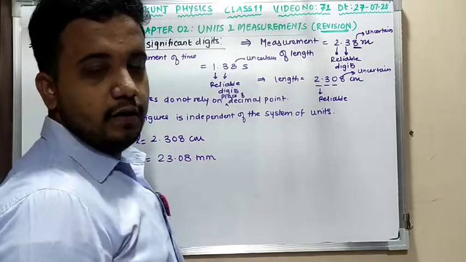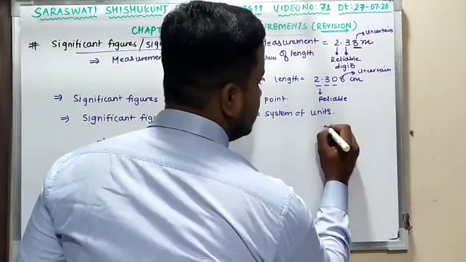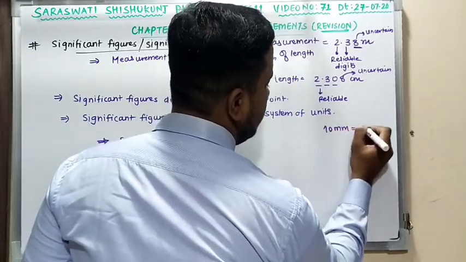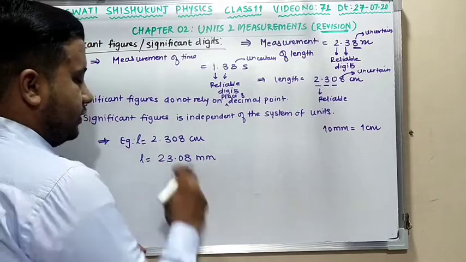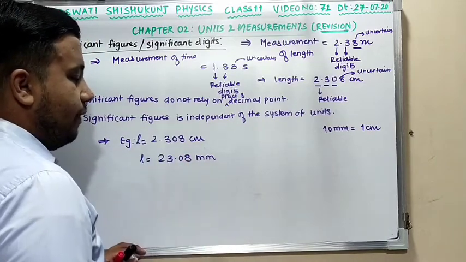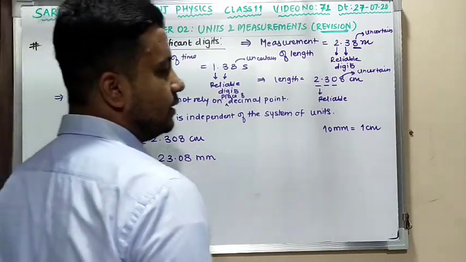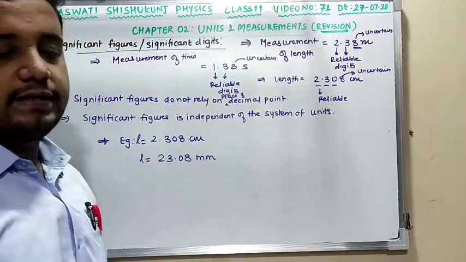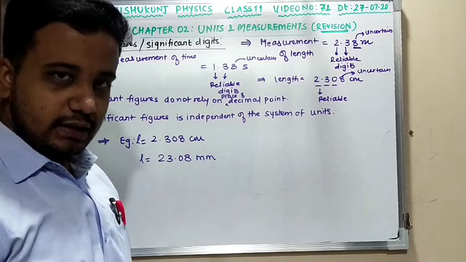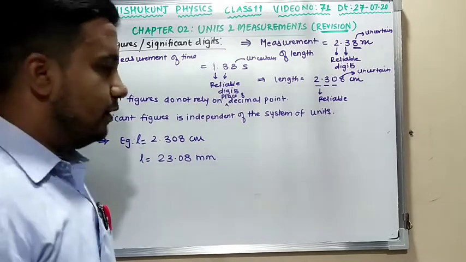Am I right? What is the consequence of that? 10 mm is equal to what? 1 centimeter. If I want to convert over here, I am going to get what? 10 mm is 1 centimeter. So I am going to get 23.08 mm. Till this clear? 100%. Okay.